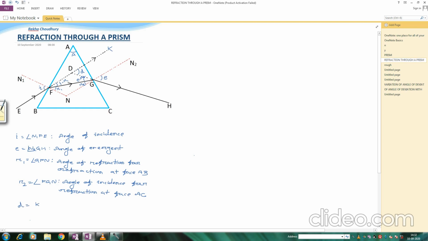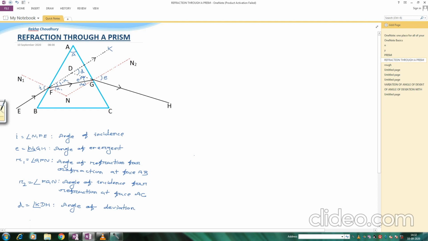Most of the time it comes as a 1 mark question. What is angle of deviation? So here angle of deviation is the KDH angle. It is the angle between the direction of the incident ray and the emergent ray. Now let us start the derivation.